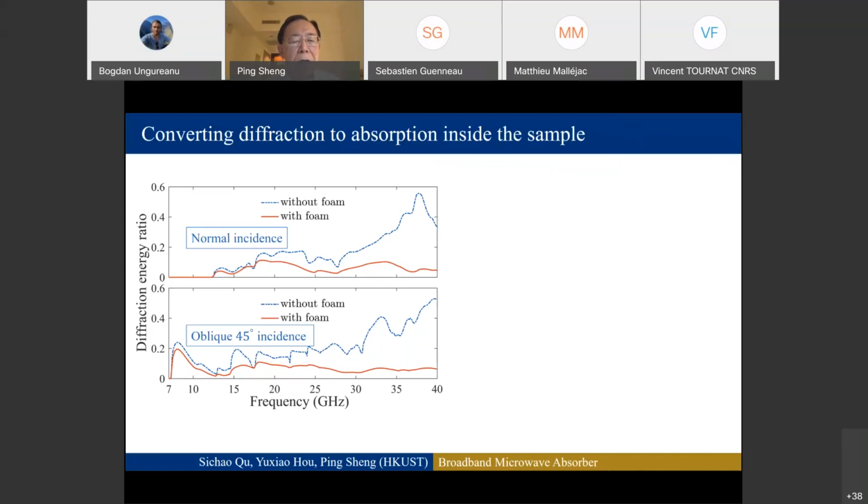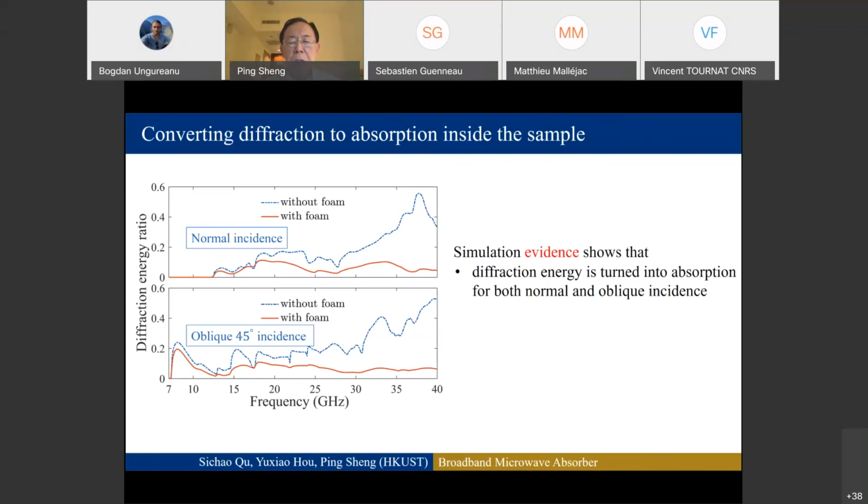Now, if we add the foam, you can see most of this diffracted energy is absorbed by the foam. The same thing at the 45 degree incidence. That's shown at the bottom. So you asked, what happens to these that escape? Okay, well, when they escape, it cannot be detected by the source. It doesn't go back to the source. Of course, it's deflected from the target, so it's going to be absorbed by the environment. Okay, probably 1 or 2 bounces. It'll be totally absorbed. So the simulation shows diffraction energy is mostly turned into absorption, both for normal and oblique incidence.